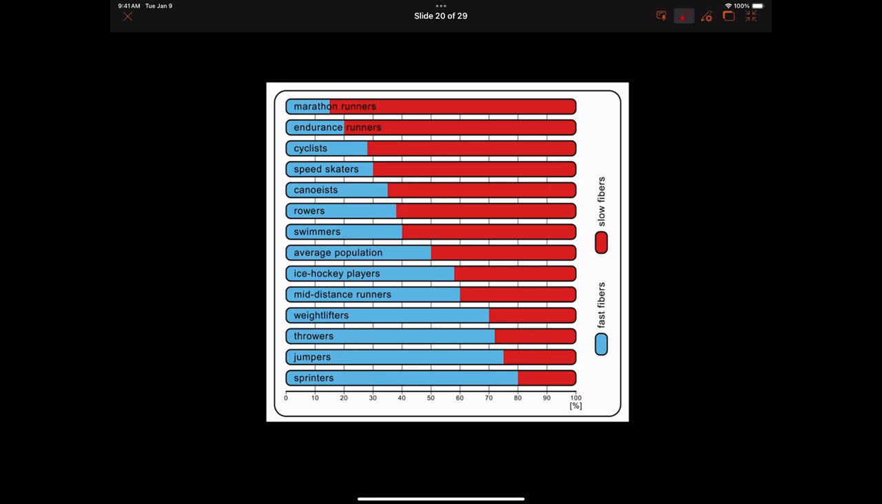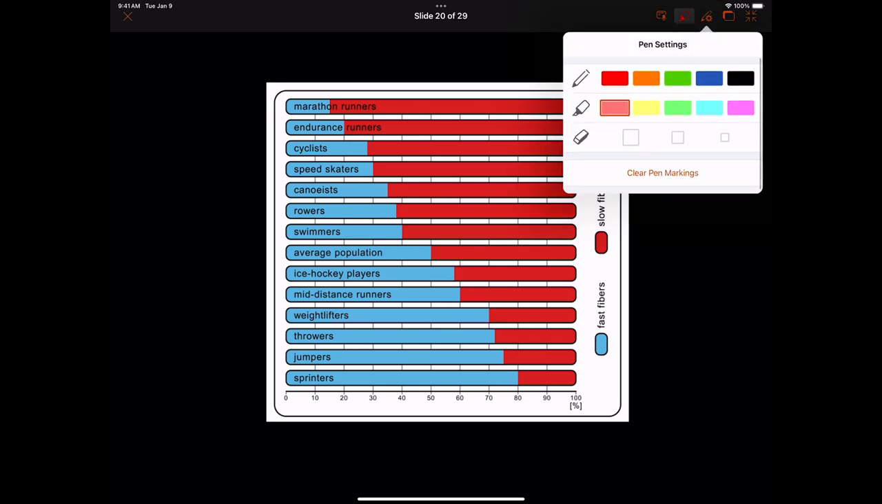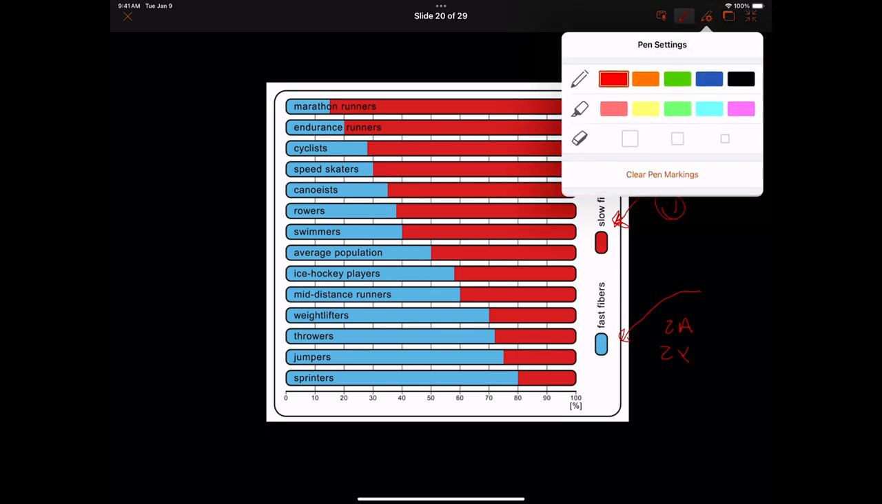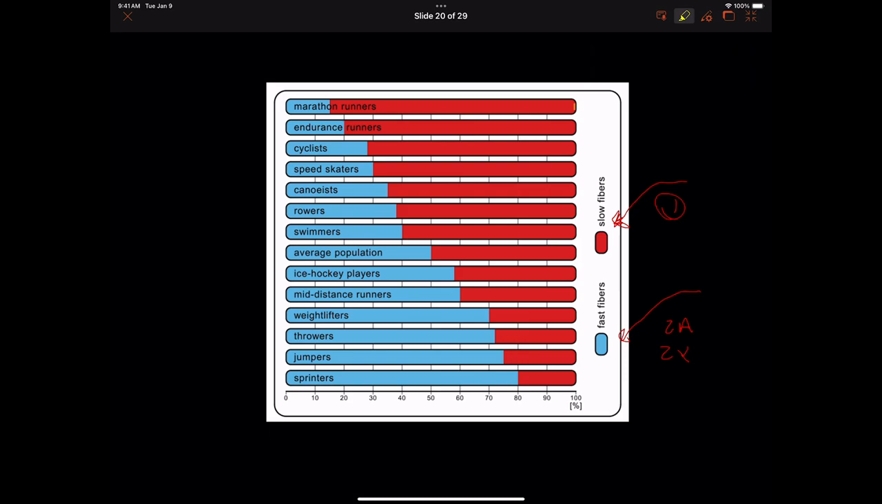And this picture here is just trying to show you what athletes use which fibers. So we can see here that we have slow twitch fibers, and here in blue we have fast twitch fibers, okay? Or we have 2A, 2X, and type 1. If somebody is a marathon runner, you can see that they are primarily using this type 1 fiber, right? Because they're endurance athletes. Same thing with this one here. If we have an endurance runner, they are using primarily type 1 fibers.